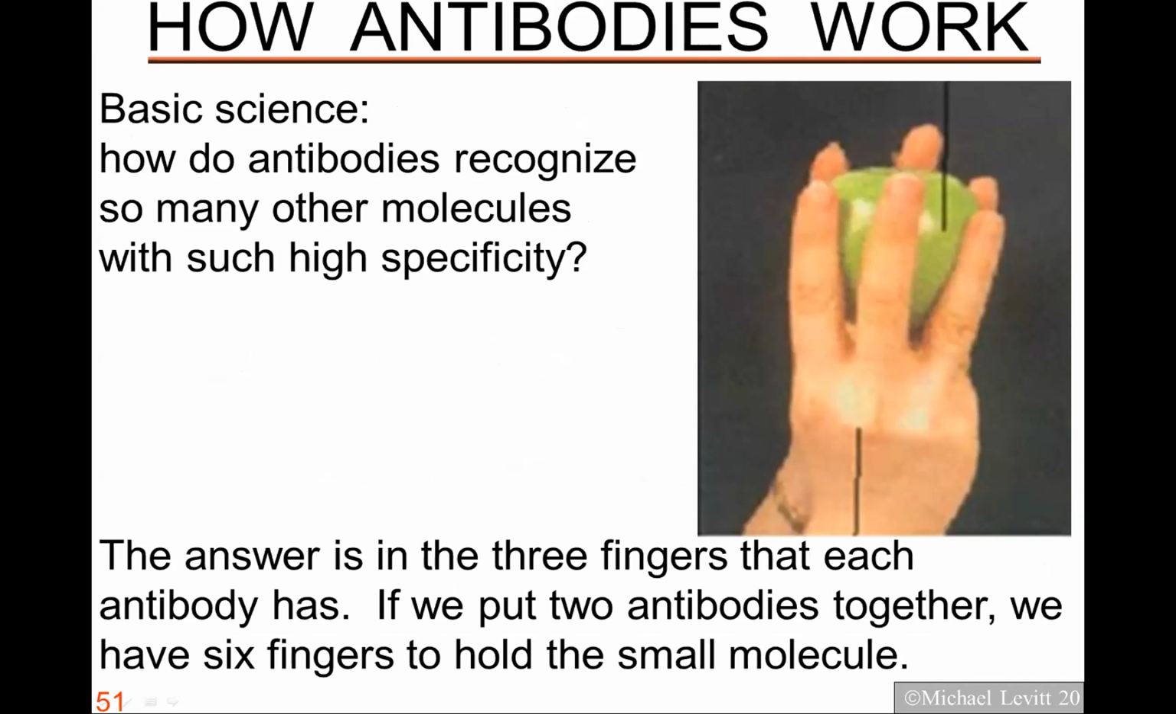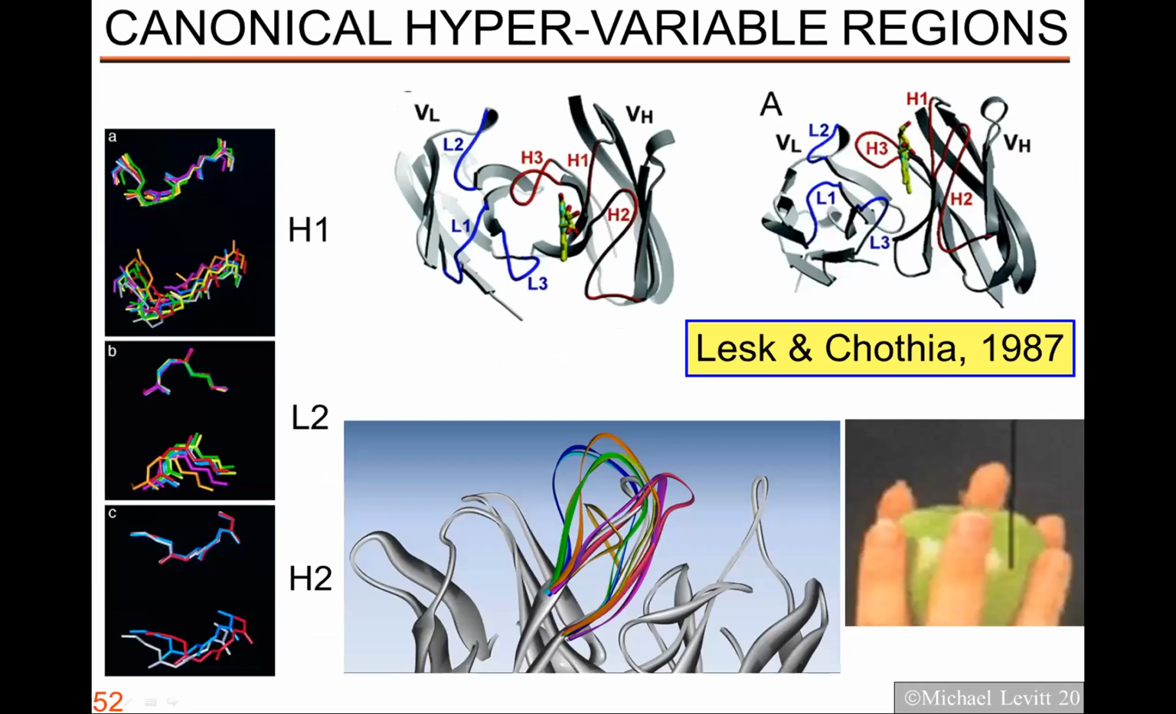So nature does this by using proteins. These proteins have 120 amino acids in each hand, if you like. And these hands have fingers. These are these 3 loops that stick out.